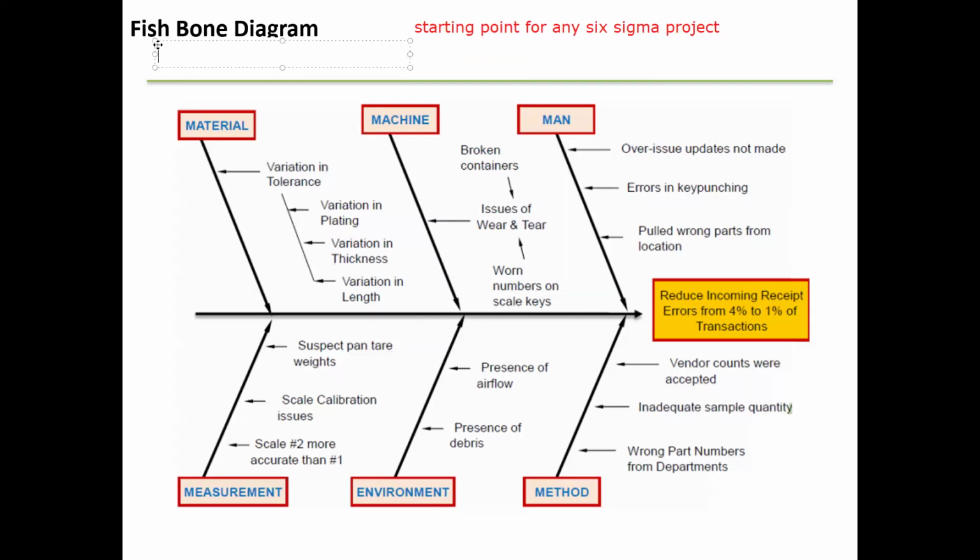The Fishbone diagram is called by different names. You can also call it a cause and effect diagram. We can also call it an Ishikawa diagram, because Ishikawa, who was a Japanese quality guru, was the first person to use this type of analysis. So this tool is named after him.